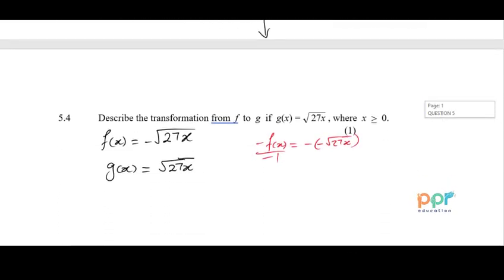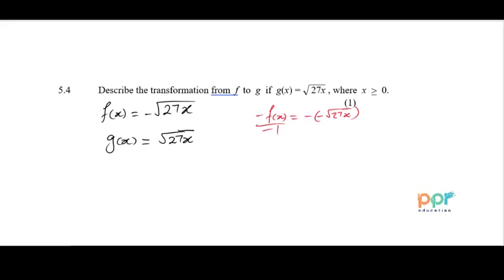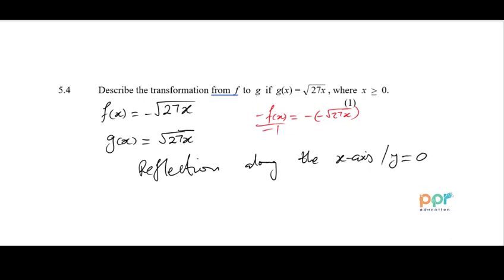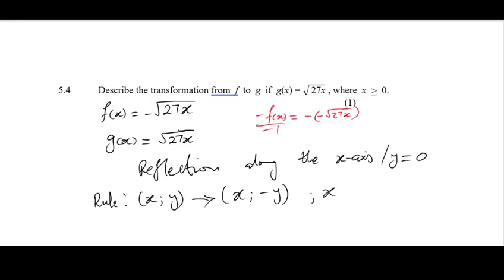So it's the reflection along the line of the axis. So it's a reflection along the x-axis, or you can say a reflection along the line y equals 0. Or, more formally, with a rule: the rule is (x, y) goes to (x, minus y), where x is greater than or equal to 0.